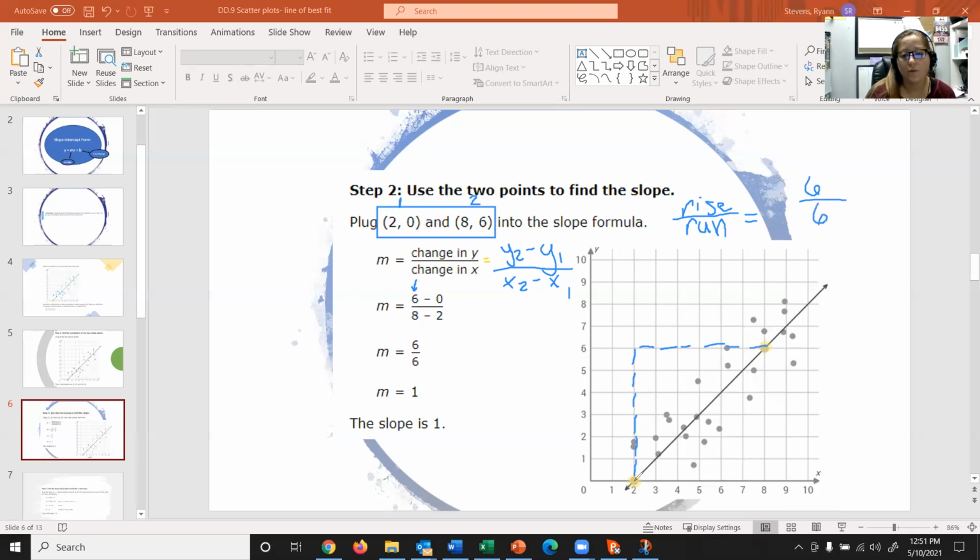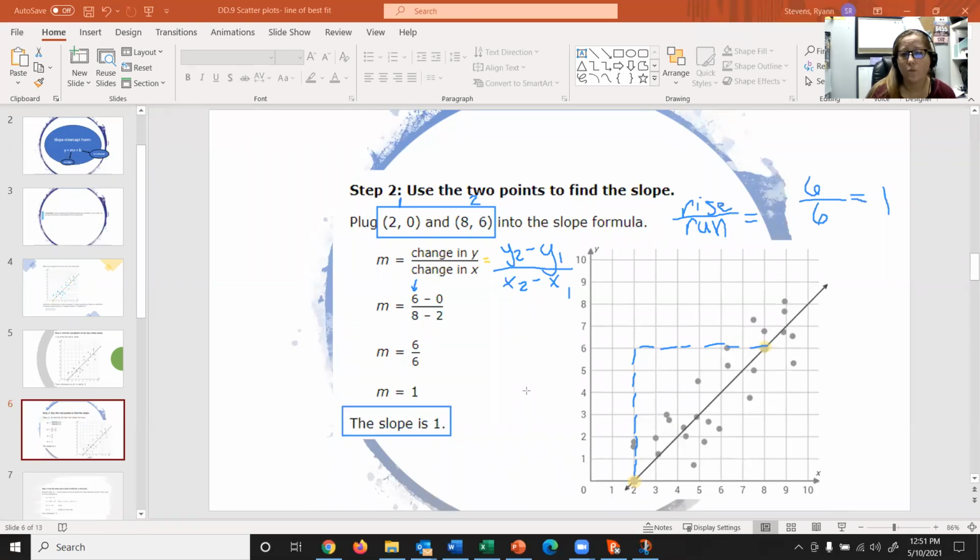And this is done by, we started at this yellow point at the bottom, and we just counted until we were level with the other point. So as we can see, we're at the same level as the other yellow point. When we reduce this, 6 divided by 6 just gives us a slope of 1. So now we have our slope of this line, okay?